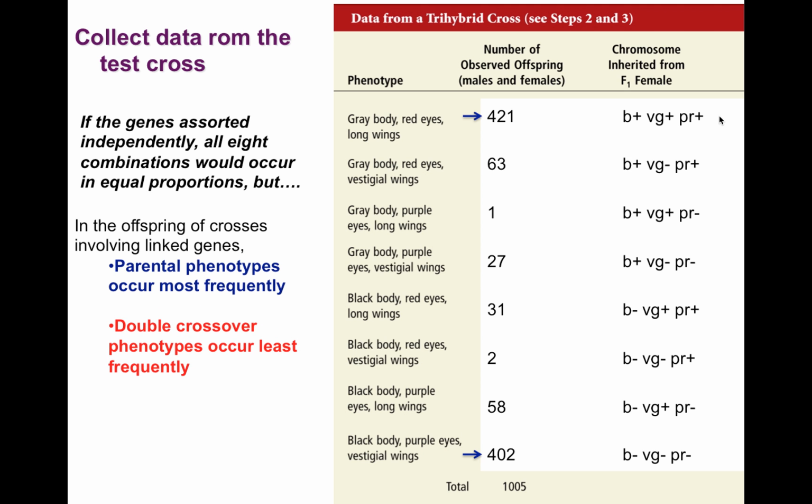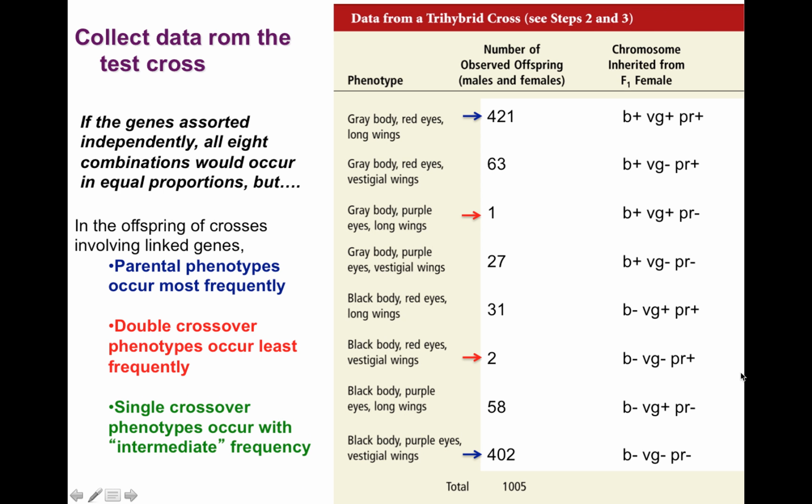The double crossover phenotypes occur least frequently, and that's indicated by the red arrows here. Only one of this combination and 2 of this combination of alleles. And the single crossover phenotypes occur with intermediate frequency, and that's indicated by the green arrows. Those are all the rest of the flies.